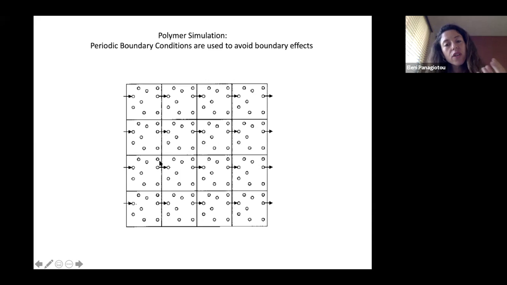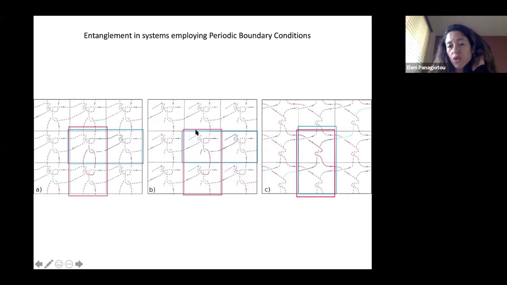So what actually goes on is that you are simulating, in fact, an infinite system. You do everything in the box, but by accounting for all that is going on in the periodic images, it is as if your system is formed by gluing copies of this box in all three dimensions. So you might ask, why is that a problem? Well, this is, in cartoon representation in two dimensions, what entanglement might look like in that system.